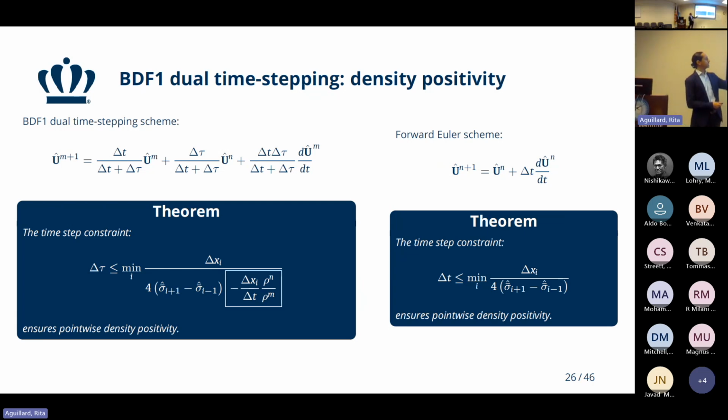And interestingly, when we do the same derivation for this BDF1 dual time stepping scheme, we get a very similar expression, except we have an additional negative term in the denominator. And that's interesting because if I reduce this delta t, then this term gets bigger, and then this bound actually gets higher. So even in dual time, not at the time step level, we can increase this delta tau already. So that's one thing that we noticed.